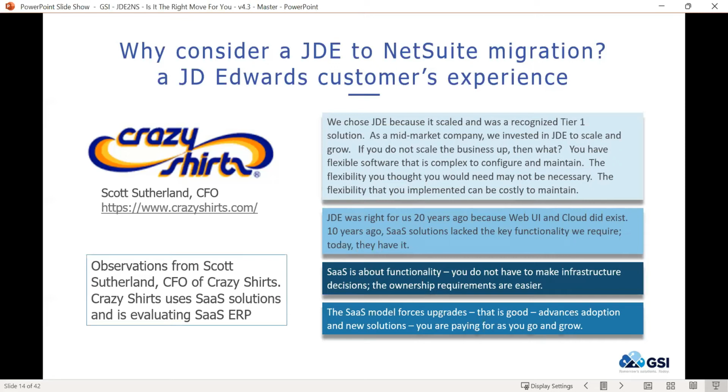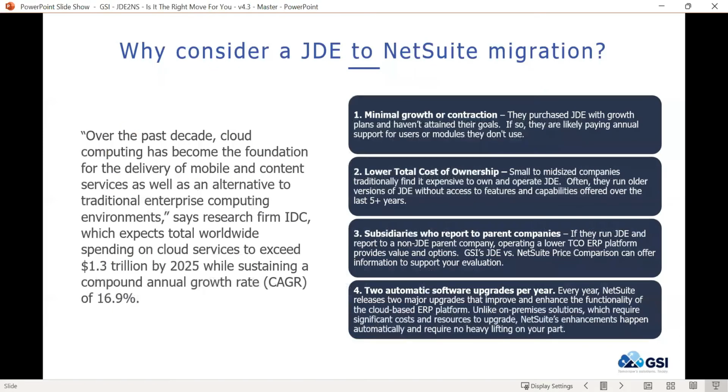So this story that comes from Crazy Shirts is why they are choosing to go down a path of evaluating ERP. So you may find some similar things. Here's what we've encountered with other customers. You know, the IDC research indicates that there's going to be a lot more change in the industry. There's going to be a lot more customers that are making investments in ERP solutions and moving those products from on-premise environments or cloud or hosted environments into the cloud.